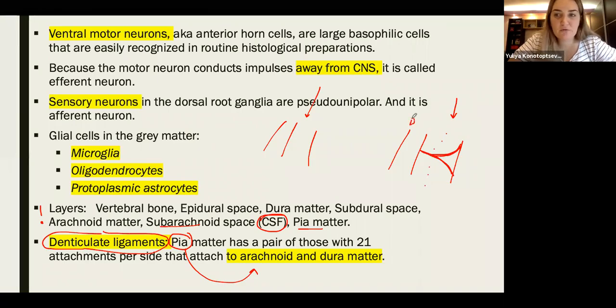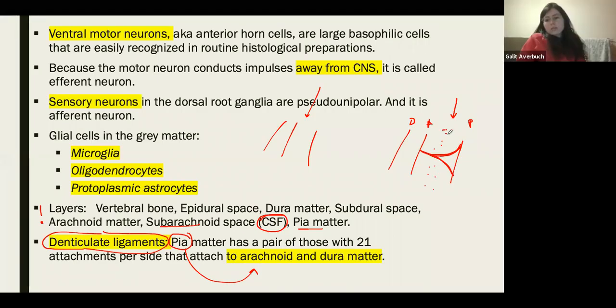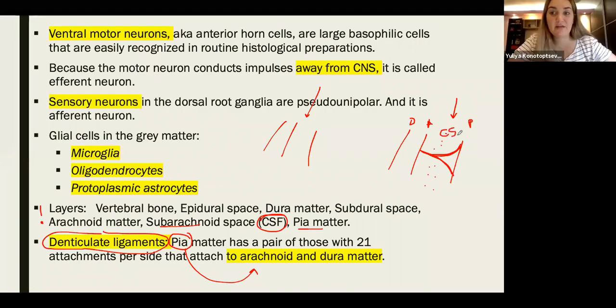If this is dura, this is arachnoid, this is pia. What is in this space? CSF. Blood vessels are going to be there as well, but CSF is what is important, okay? So cerebrospinal fluid. If we didn't have denticulate ligaments, what would happen to all of the CSF?